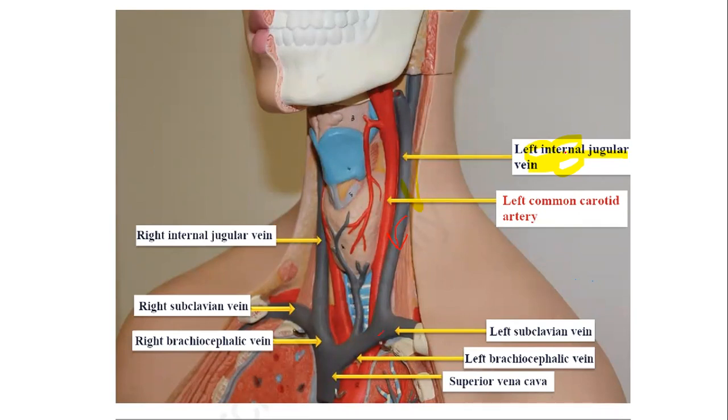When it is the right internal jugular vein, it goes to the right subclavian vein. Then from the right subclavian vein, it goes to the right brachiocephalic vein. Then from the brachiocephalic vein to the superior vena cava.